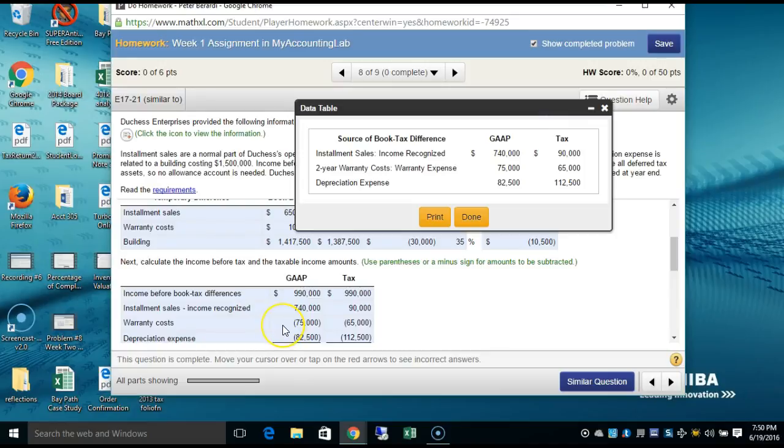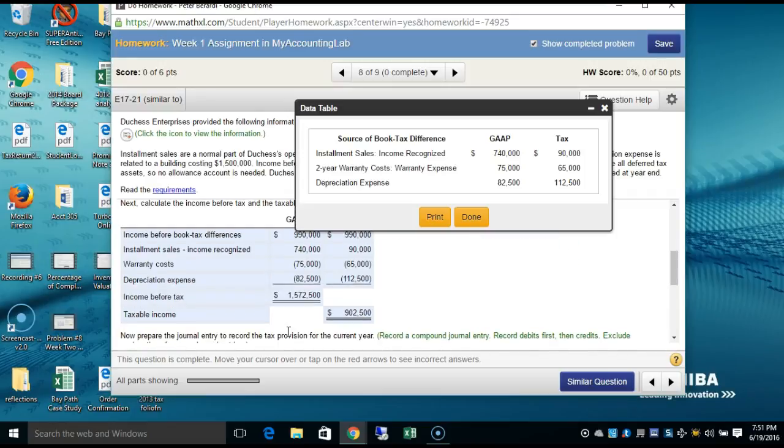Your warranty costs subtracted from your income are $75,000 GAAP, $65,000 tax. Depreciation expenses deducted from GAAP income of $82,500. For tax purposes, $112,500. Therefore, your income before tax under GAAP is $1,572,500, and your income before tax, or taxable income, on the tax side is $902,500.